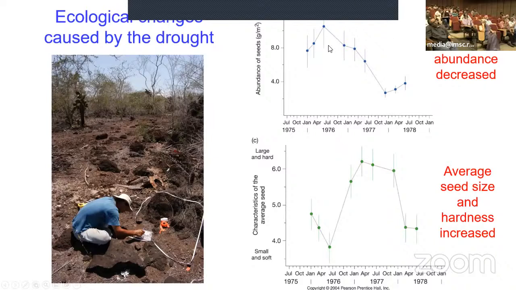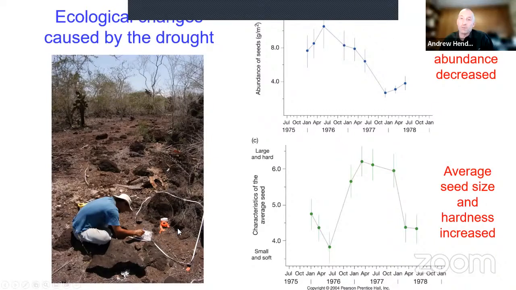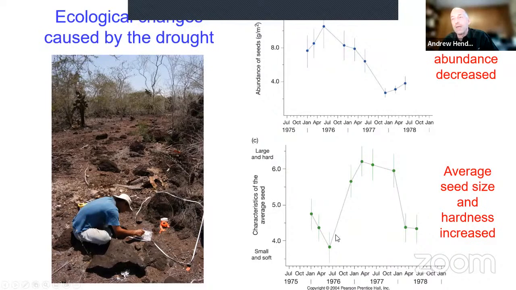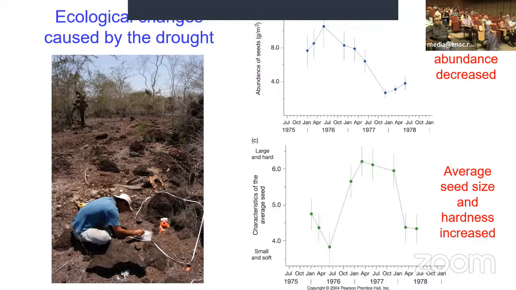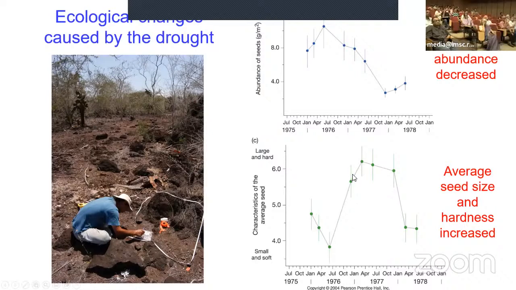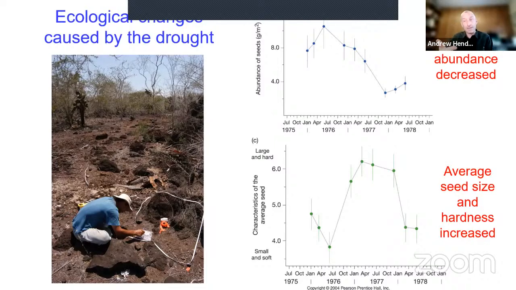So the first thing is that the abundance of seeds decreases dramatically in the seed bank on the ground. So that means that there's less and less for the finches to eat. Also, during this period, the finches first deplete all the smaller and softer seeds because they're easy to eat. And as a result, the average size and hardness of the remaining seeds goes up, which means not only is there less food for the finches, but it's harder for them to eat it.